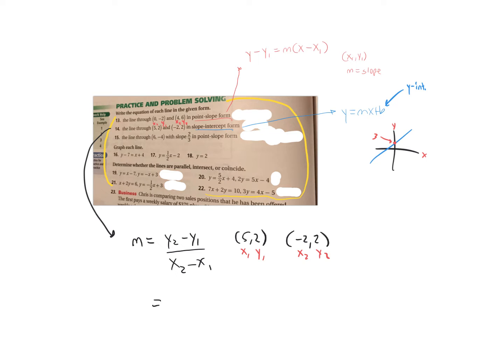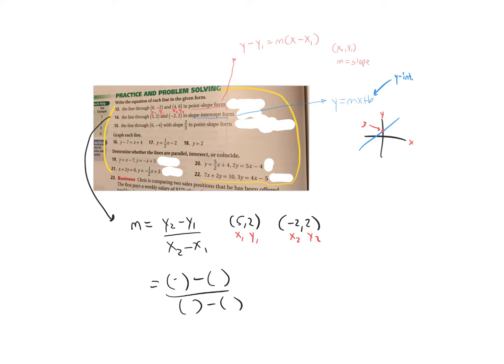At that point, we could perform the subtraction up top. We're looking at 2 minus 2 up top, and negative 2 minus 5 down below. That becomes 0 over negative 7, since negative 2 minus 5 is negative 7. Now that just turns into 0. So it turns out that the slope is 0.